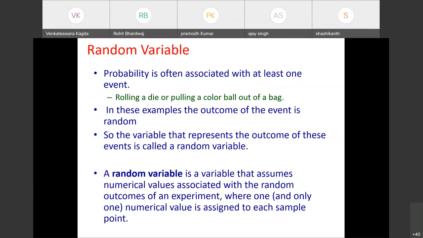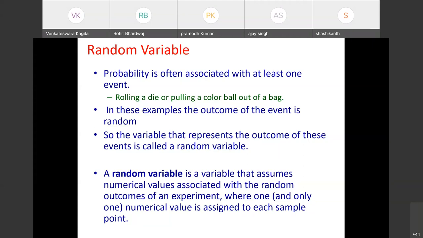So the probability is often associated with at least one event. An event could be tossing a coin, rolling a dice, or pulling a colored ball or colored socks out of the bag, right? So in all these examples, the outcome of the event is random. You do not know what the outcome would be. If you take a coin tossing experiment, you do not know whether it is tail or head. If you pick a colored ball, you don't know whether it is red, green or blue, right? So in these examples, the outcome of the event is random. The variable that represents the outcome of these events, we call it a random variable. Right, we represent the outcome with one variable, so we call that a random variable.